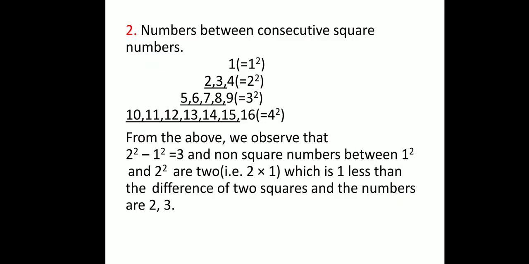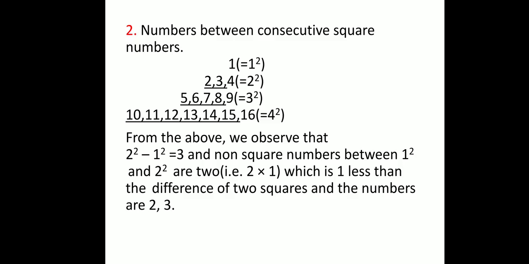After that, numbers between consecutive square numbers. If I have a look at the given pattern, then I will observe the following, which I will be discussing later on. Let us review the pattern first. 1 is equal to 1 square. Obviously, 1 square is 1. 2, 3, 4, that is equal to 4, is equal to 2 square.